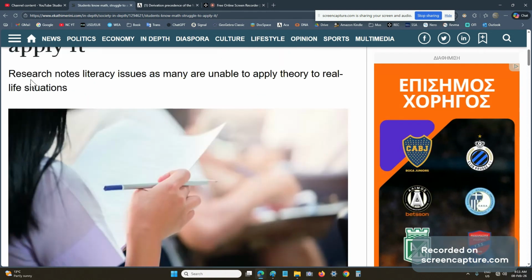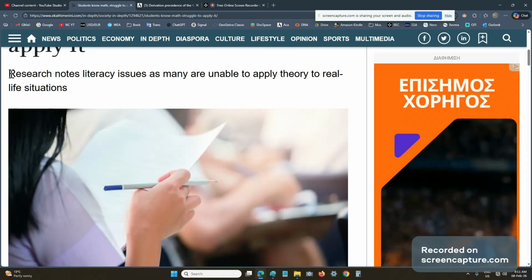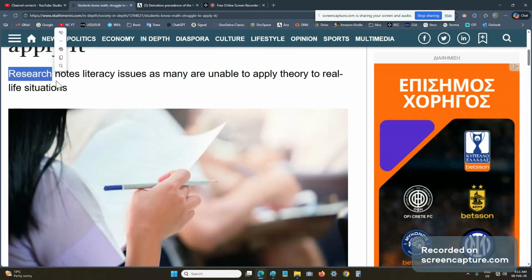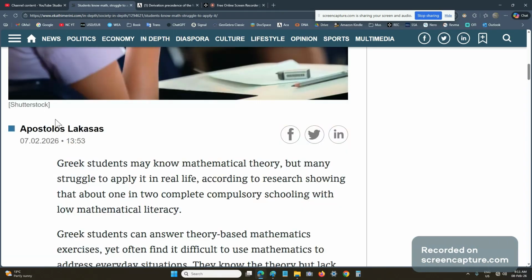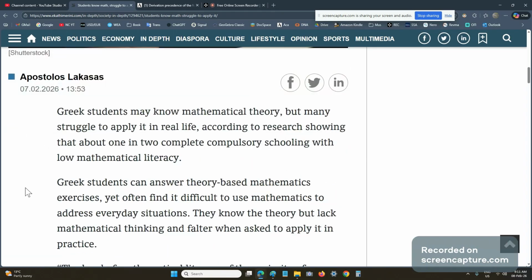So, research, in quotes, notes that literacy issues, as many are unable to apply theory to real life situations. Well, how can students apply procedures which they learn rote fashion to solving problems? Because they don't understand those procedures.